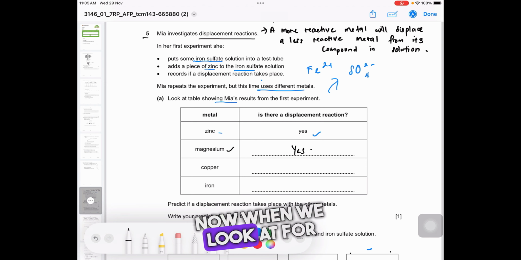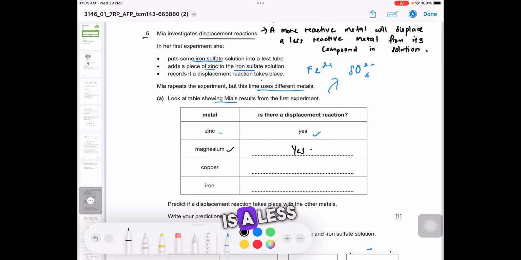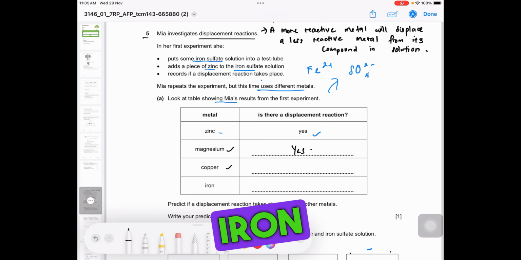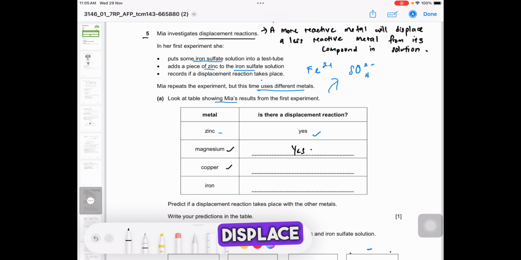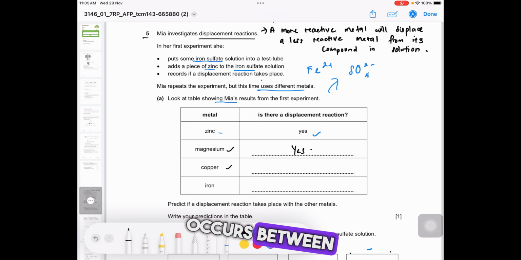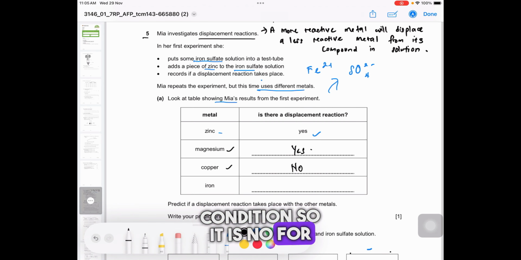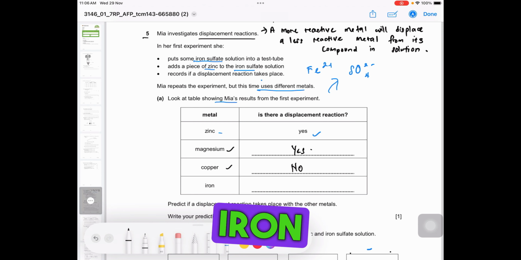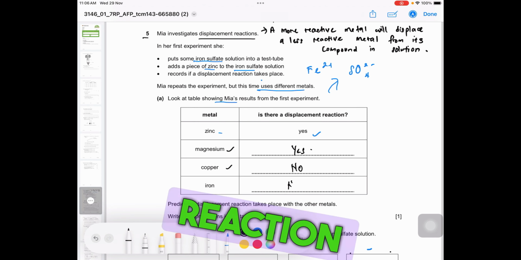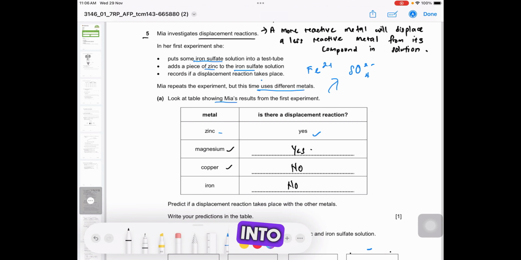Okay, now when we look at copper here, copper is less reactive than iron, so it cannot readily displace iron from iron sulfate. So no displacement reaction occurs between copper and iron sulfate under normal conditions. So no for here. And for iron with iron sulfate, there's no reaction that will take place when you put iron into iron sulfate.